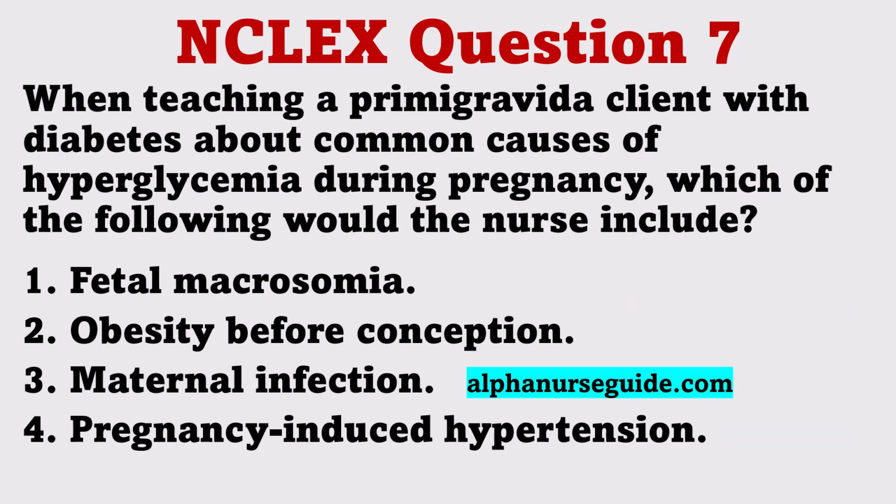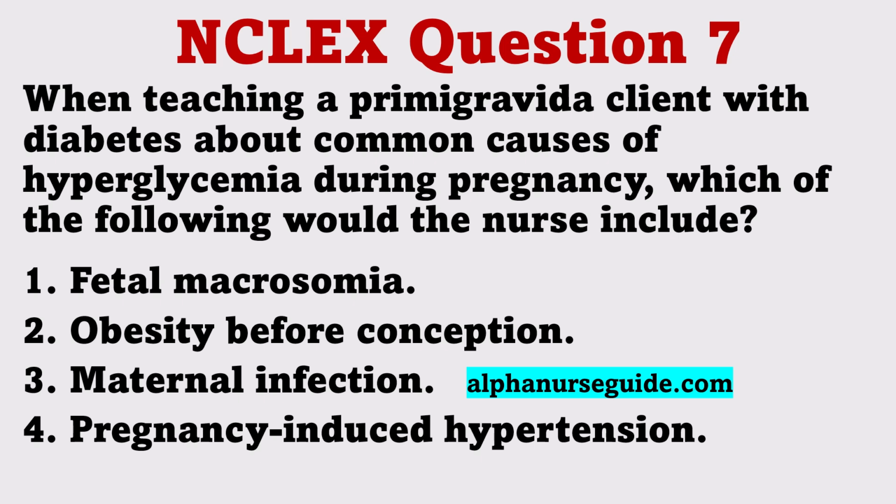When teaching a primigravida client with diabetes about common causes of hyperglycemia during pregnancy, which of the following would the nurse include? 1. Fetal macrosomia. 2. Obesity before conception. 3. Maternal infection. 4. Pregnancy-induced hypertension.